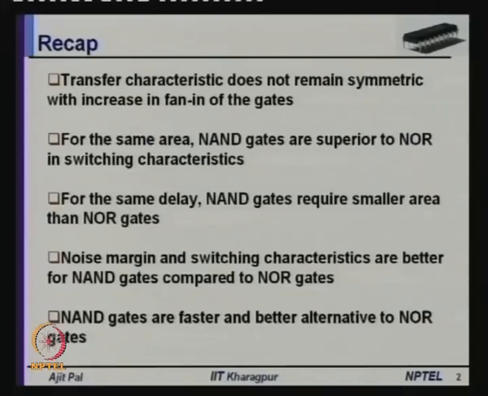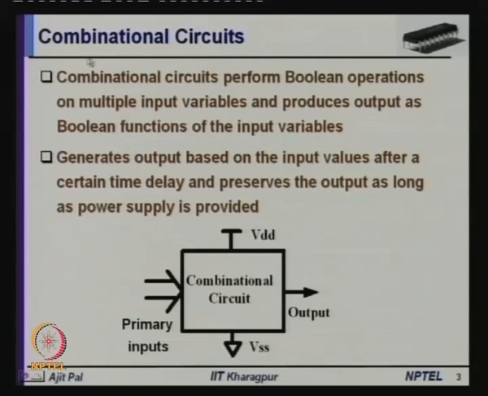So, in that context, we shall consider combinational circuits. Obviously, inside this circuit we have a complex network of different types of gates, maybe a combination of NAND, NOR, AND or exclusive-OR gates. And here are the two important characteristics of combinational circuits. Number one is, combinational circuits perform Boolean operations on multiple input variables and produce output as Boolean functions of the input variables.